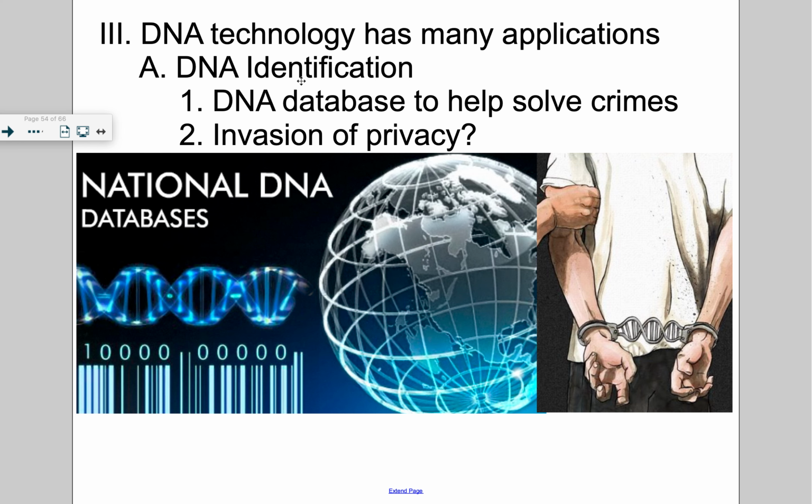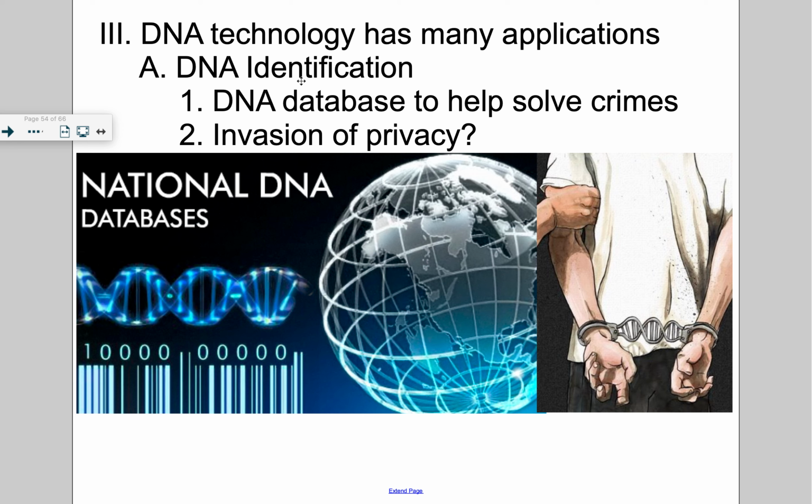Now, DNA technology, this genetic engineering, genetically modifying DNA, does have a lot of applications. The first one's DNA identification. Your DNA is very unique to you. We have a national DNA database that helps us solve crimes. You've seen on the crime shows, they find some DNA, some blood, and they run it through a national data bank to see if they get a hit. We use DNA databases in the scientific community, from the NCBI with BLAST. We can compare genomes from one species to another. So we have a big DNA database.